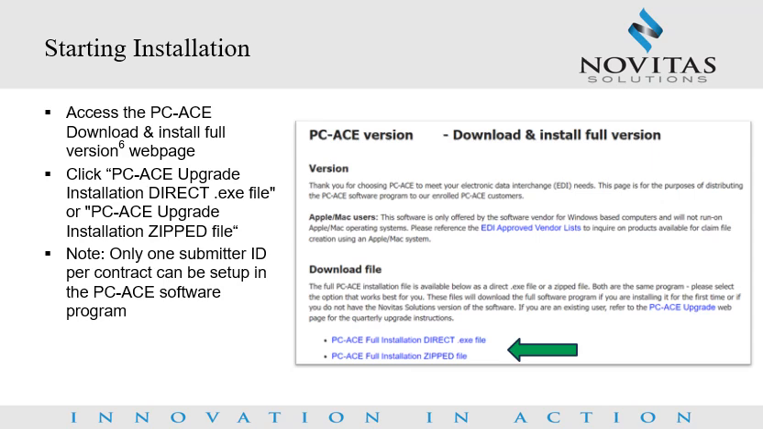It's important to note here that only one submitter ID per contract can be set up in the PCACE software program. So if a provider has more than one submitter ID per contract, they must either install PCACE on separate computers or enroll for one submitter ID and link all their providers to that submitter ID.